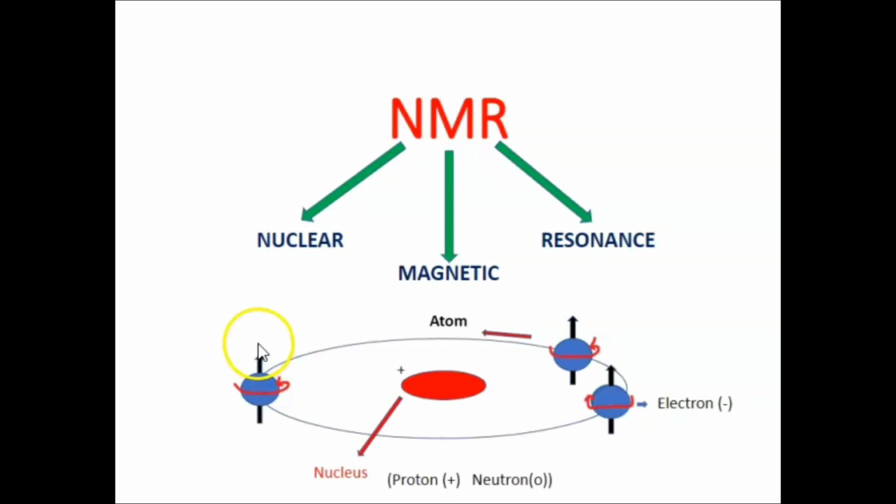And the electron does not just spin, it also revolves. But I have nothing to do with the electron. I am more focused on the nucleus. The nucleus is acting like a magnet, and in the name of nuclear magnetic resonance spectroscopy, there is nucleus as well as magnet. Now only resonance is to be understood.